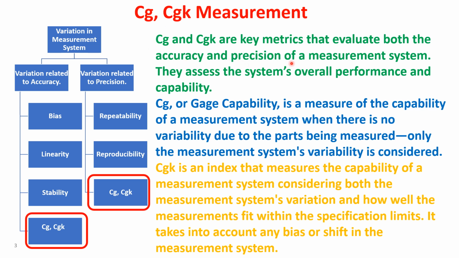Cg/Cgk is a key metric that evaluates both accuracy and precision. They assess the system's overall performance and capability. Cg, or the gauge capability, is a measure of the capability of the measurement system when there is no variability due to the part being measured. So part variation is not considered, only measurement system variability is considered. Whereas in Cgk, both accuracy and precision are considered in the measurement system. It takes into account any bias or shift in the measurement system.